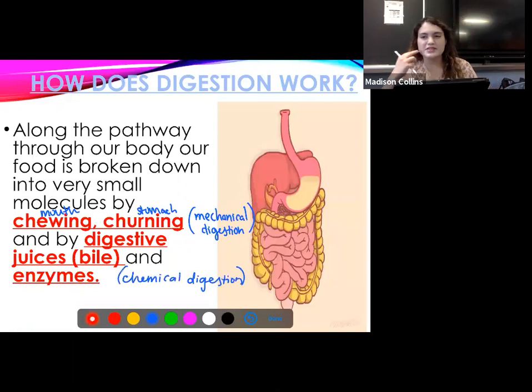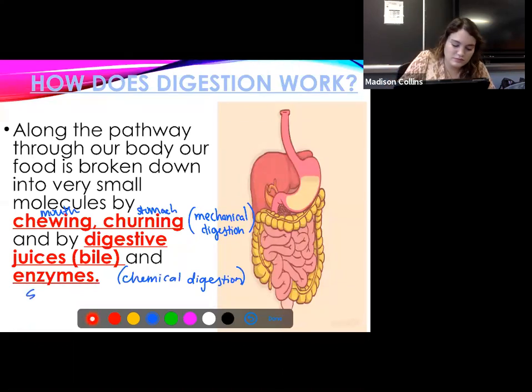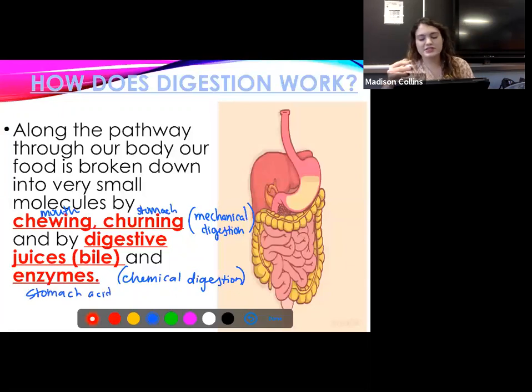Chewing happens in the mouth. It's when your teeth break down food. Churning happens in the stomach. It's when your stomach actively churns and breaks down those food molecules. So both of those are mechanical digestion. And digestive juices or bile and enzymes, or stomach acid, are going to be examples of chemical digestion, where chemical reactions are breaking down those molecules. So how does digestion work? Through a process of mechanical and chemical digestion.